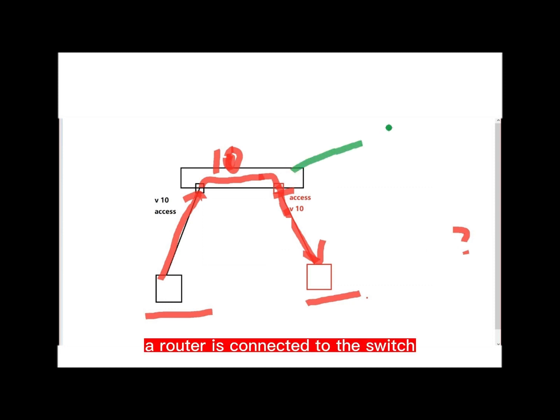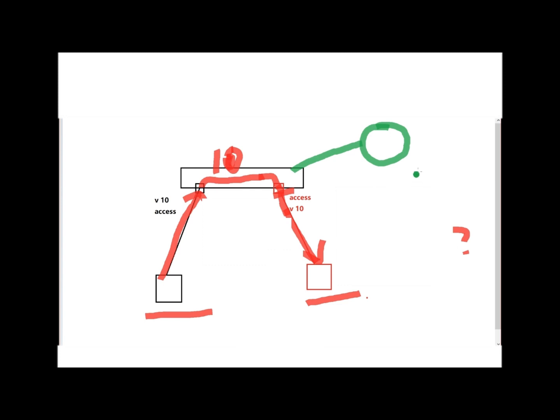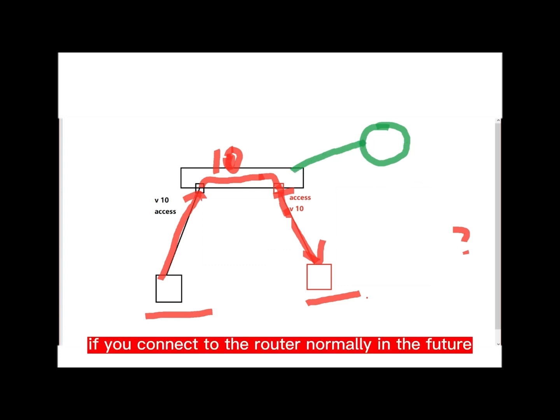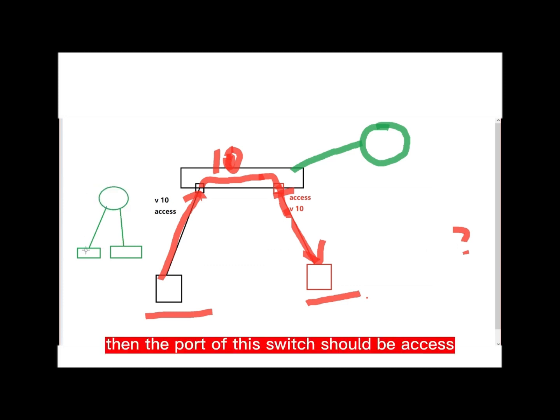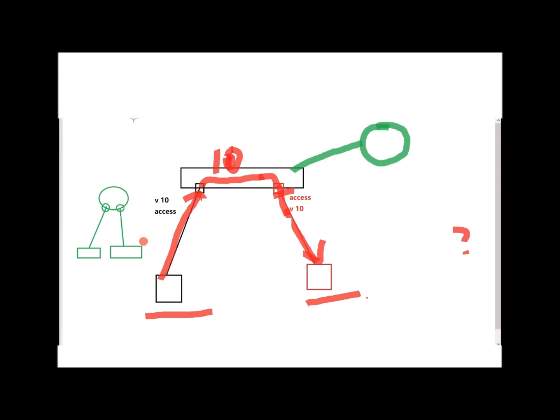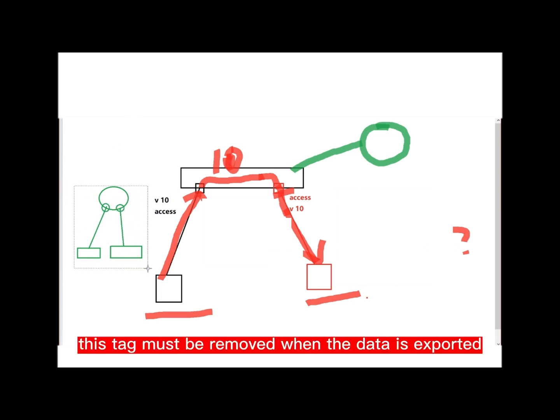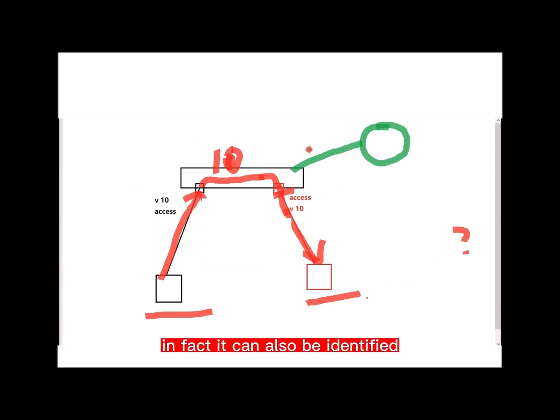A router is connected to the switch. If you connect to a router normally in the future, for example, this is a switch, this is also a switch, and a router is connected to the switch, then the port of this switch should be access. Because the final docking is a layer 3 interface, and a layer 3 interface does not know VLAN. So you have to make sure this tag must be removed when the data is exported. Even a router can in fact identify it, but you have to turn on other functions.